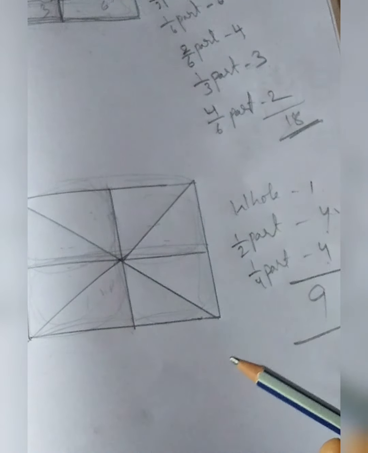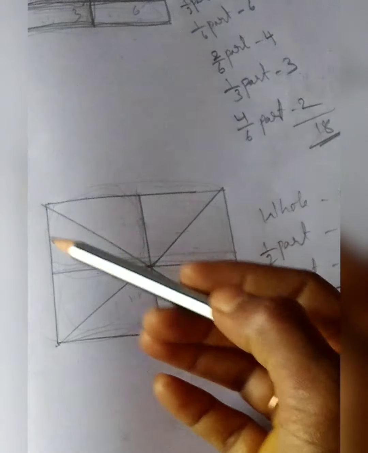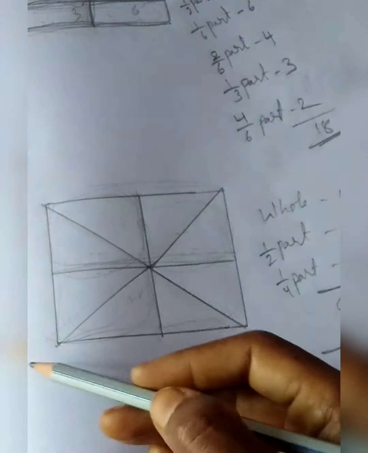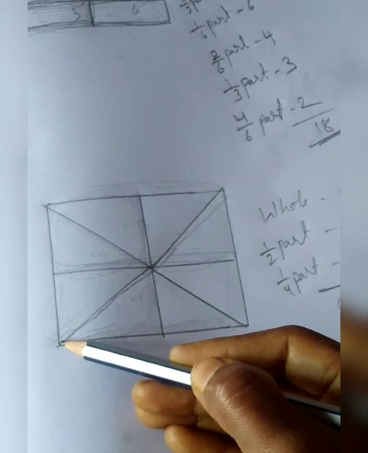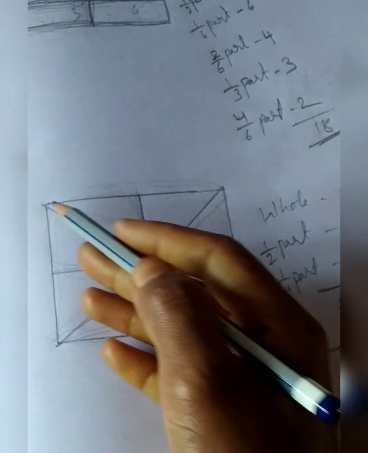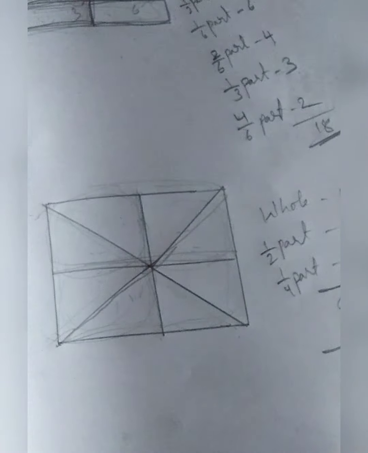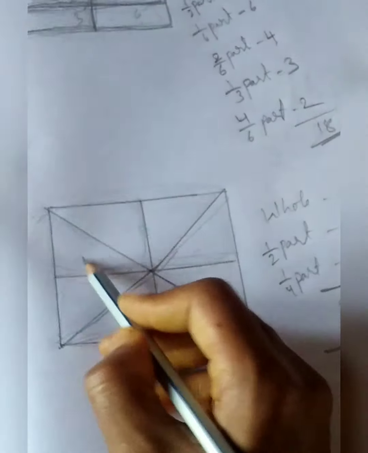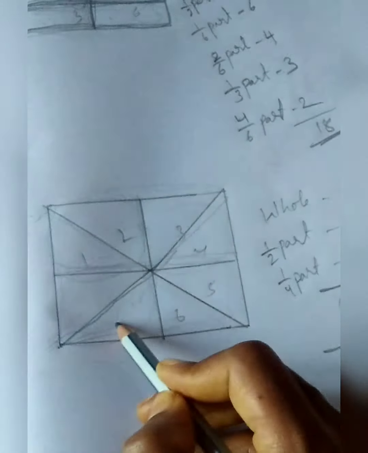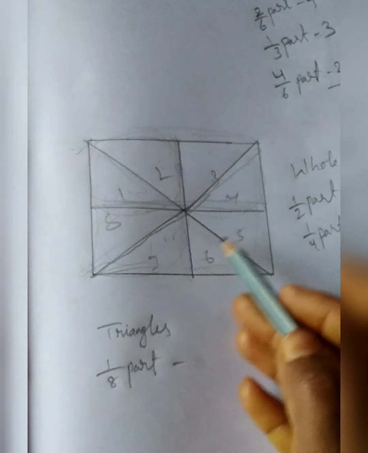Next, in the same sum he gave part B: how many triangles are in it. We will count now. By drawing diagonal lines, these are called diagonal lines. Diagonal means a line joining 2 opposite corners. Those are called diagonals. So by drawing diagonals, he divided it totally into 8 equal triangles. Those are 1, 2, 3, 4, 5, 6, 7, 8. Right? So total 8 triangles.